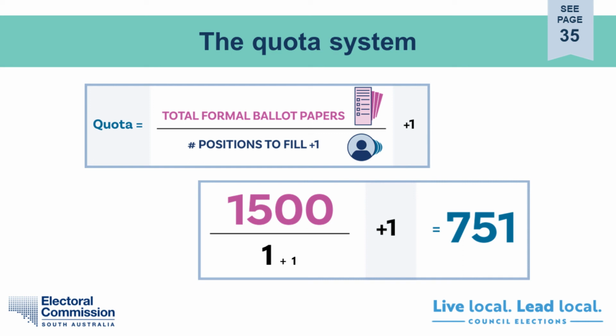For example, say we accept 1,500 formal ballot papers for this election. There is only 1 position to fill, so the formula would be calculated as per the slide. 1,500 divided by 2, 1 more than the vacancy to be filled, then add another 1. This gives us 751. So, if a candidate received 751 or more first preference votes, in this example, then they would be provisionally elected.